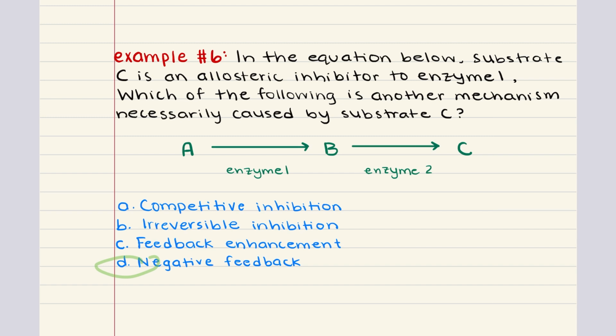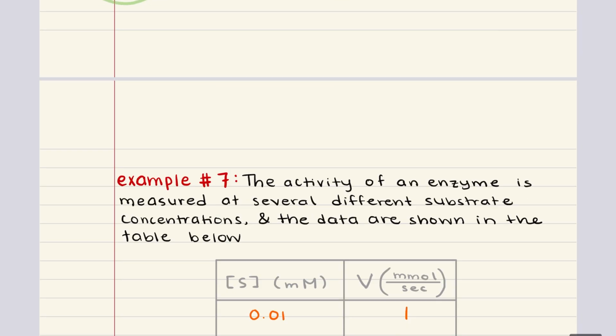The other choices don't apply. Competitive inhibition would involve binding at the active site, not allosterically. Irreversible inhibition would permanently disable the enzyme. And feedback enhancement would mean C increases activity rather than suppressing it. So only choice D matches the described scenario. Let's move on to problem 7.